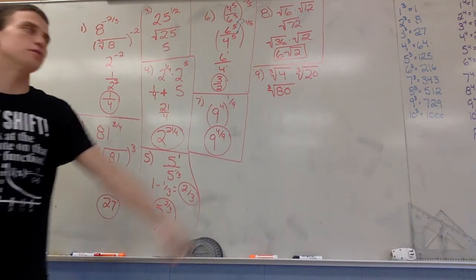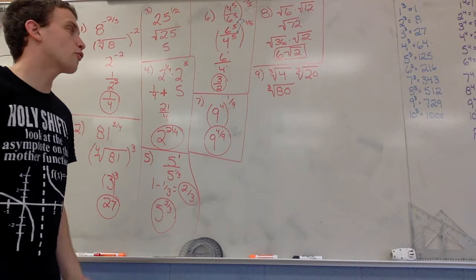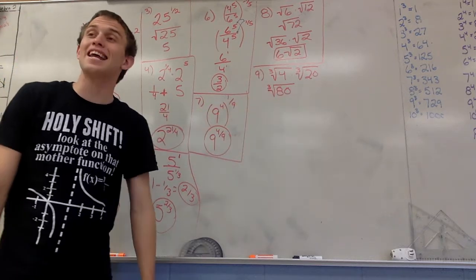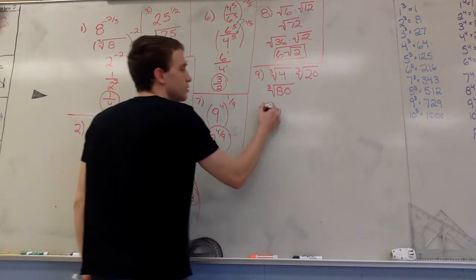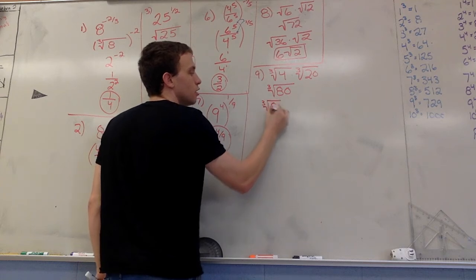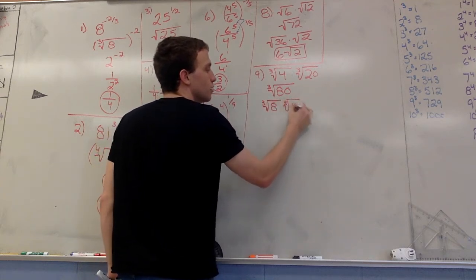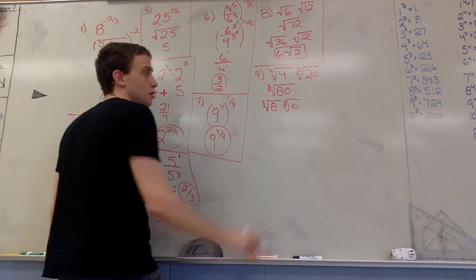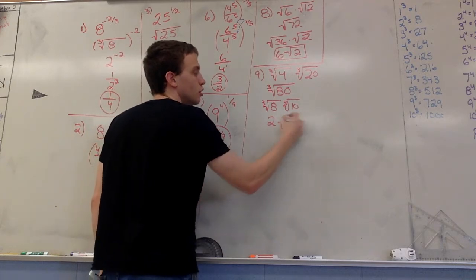Now we have to use the same idea we used for this last one. What's a perfect cube that multiplies to 80? 8. So this is the cube root of 8 times the cube root of 10. What's the cube root of 8? 2. So this is 2 cube roots of 10.